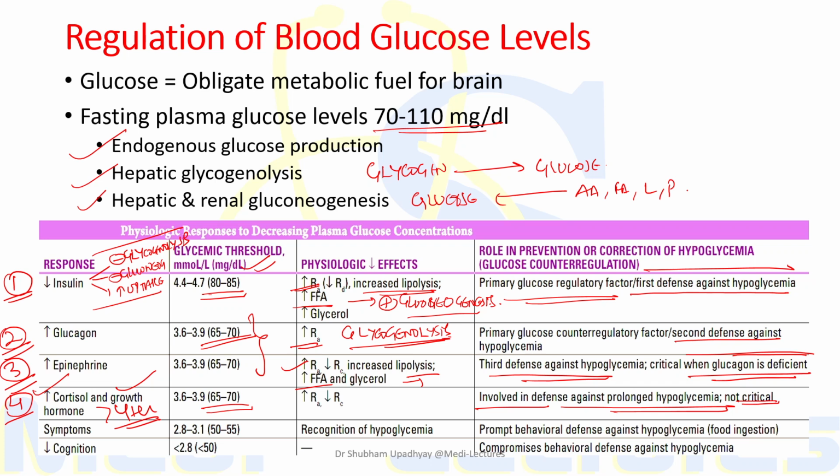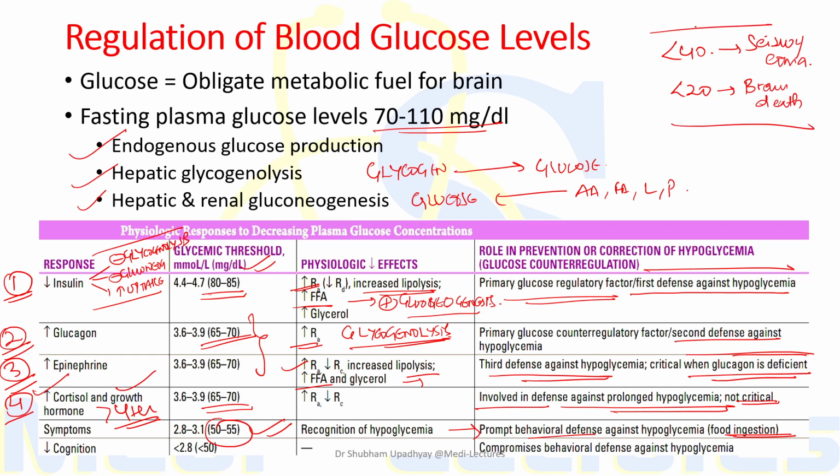Symptoms of hypoglycemia, which we'll discuss in coming slides, typically occur at levels of 50 to 55. These include prompt behavioral defense against hypoglycemia like food ingestion. Decreased cognition occurs when the levels become less than 50. At levels less than 40, seizures and coma can develop, and at levels less than 20 milligram per deciliter, brain death will occur. So these are the physiological defenses to hypoglycemia.